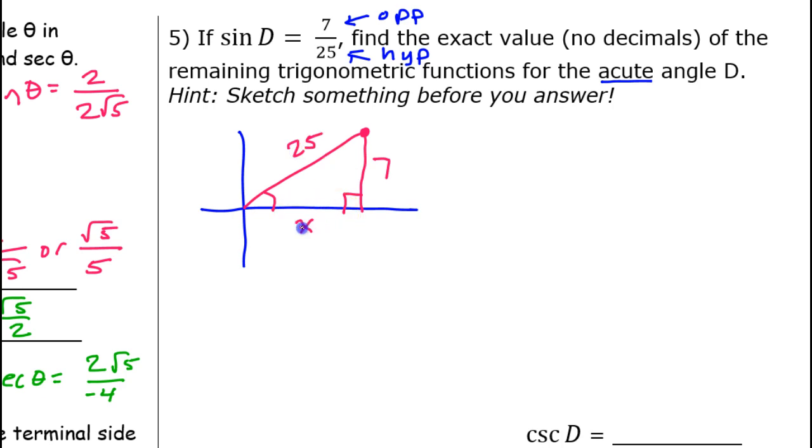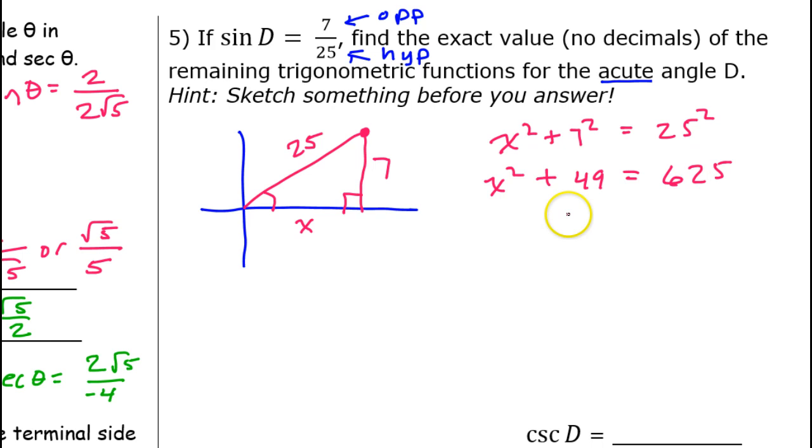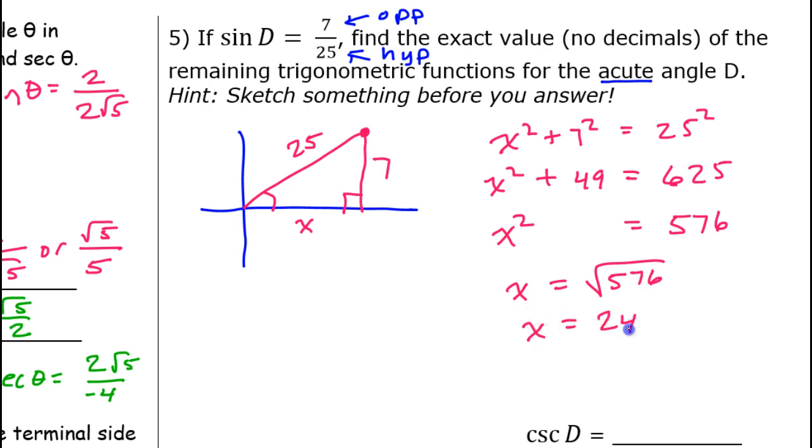So that means we just have to find the x value. So Pythagorean theorem again, so x squared plus 7 squared is equal to 25 squared. So x squared plus 49 is equal to 625. Subtracting 49 from both sides gives us x squared is equal to 576. Taking the square root of both sides, the square root of 576, so x is 24. So we just found that x was 24. So I'm going to go ahead and put that in.